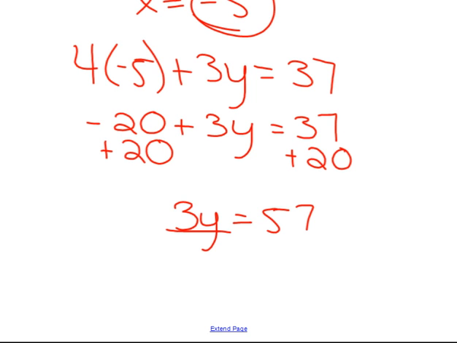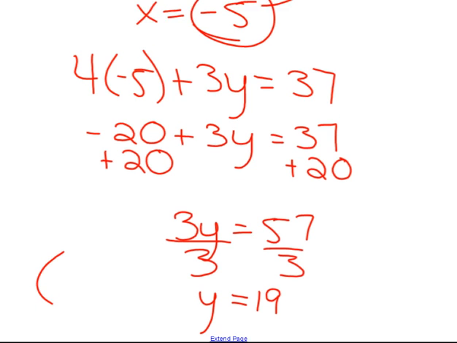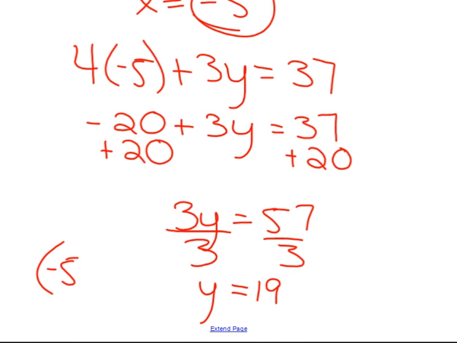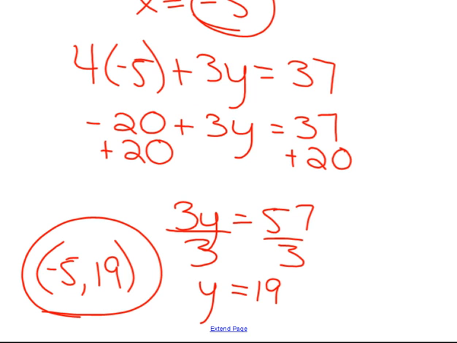This is 3 times y. Opposite of times is divide. And you get y equal, what does it equal? Goes in 1, 19. So what was my x? My x was negative 5. And my y I get to be 19. Remember to write your answer as an ordered pair. I need the x value, I need the y value, and you need to put the x value first.